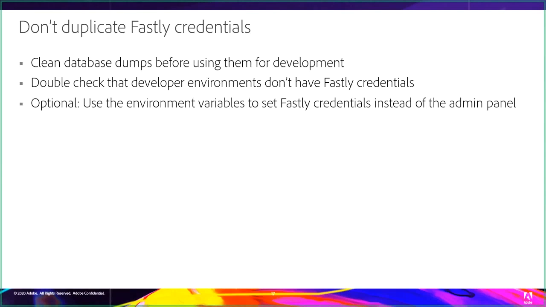And if you have the Fastly API credentials in your development environment, then it can send those API requests, and Fastly will think that's the production environment asking for its cache to be flushed. So just make sure if you're using database dumps that you clean them, or if you do import a database dump, make sure you remove those credentials as soon as possible from your development environment. And you can also use those environment variables I showed earlier to set the Fastly credentials instead of the admin panel, and that should help keep your Fastly credentials out of the database.